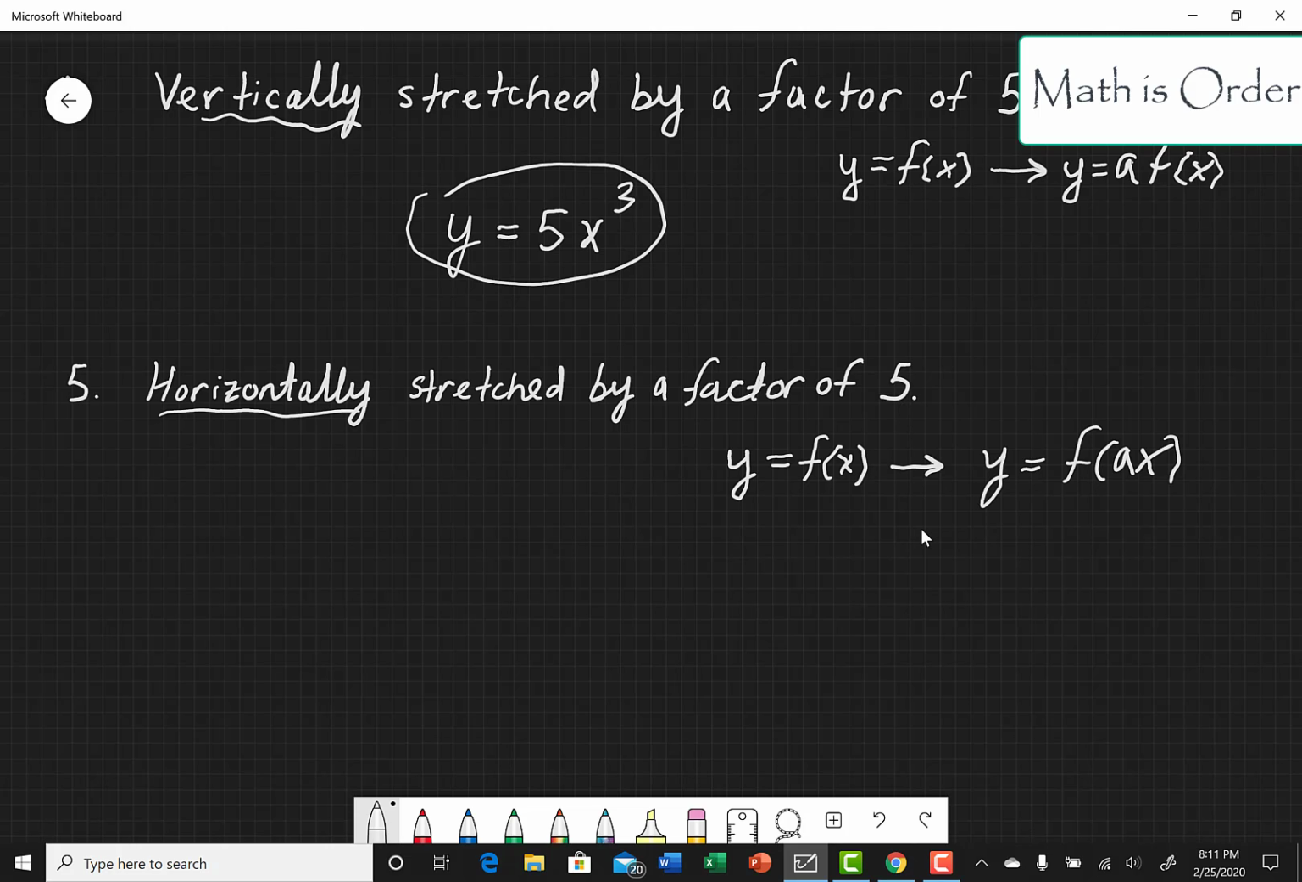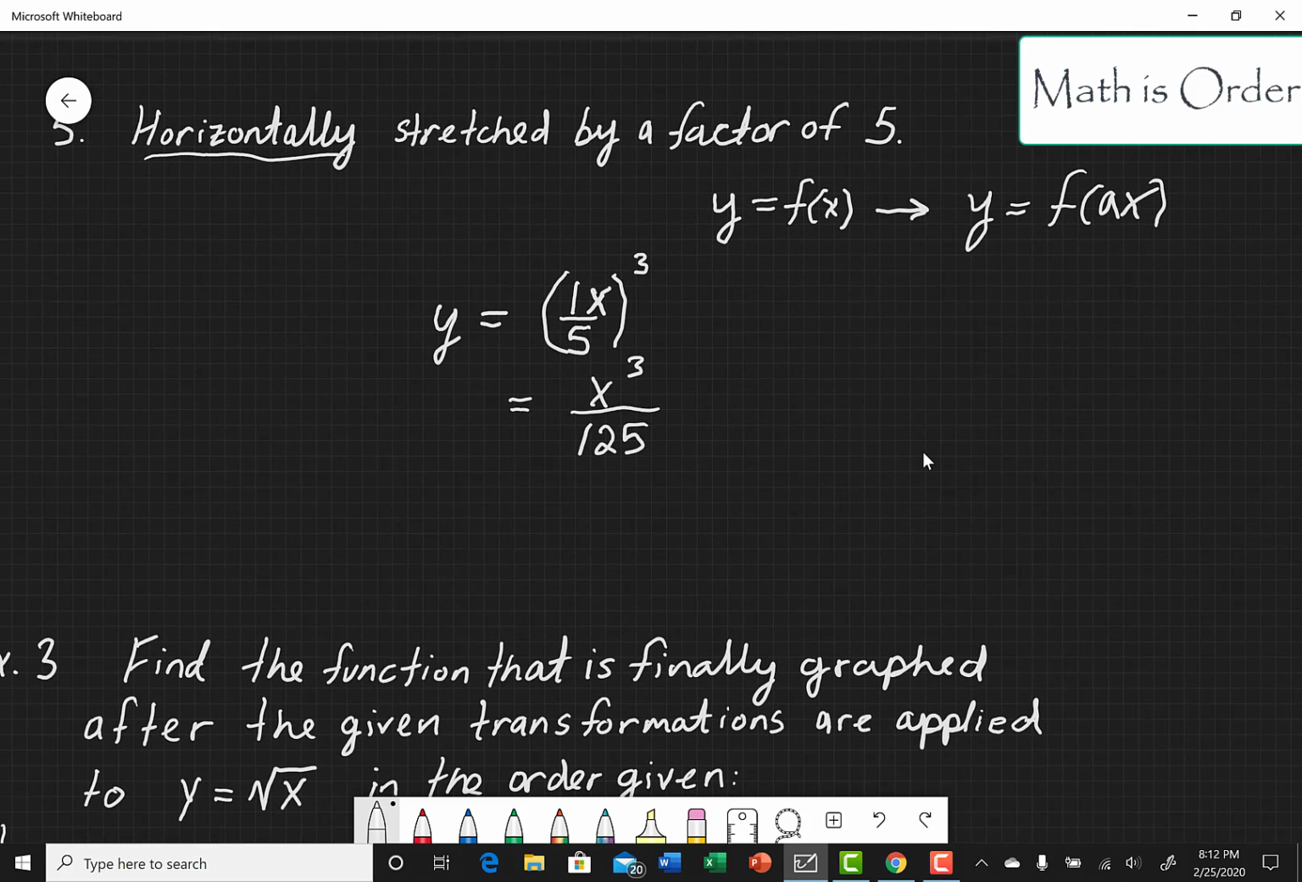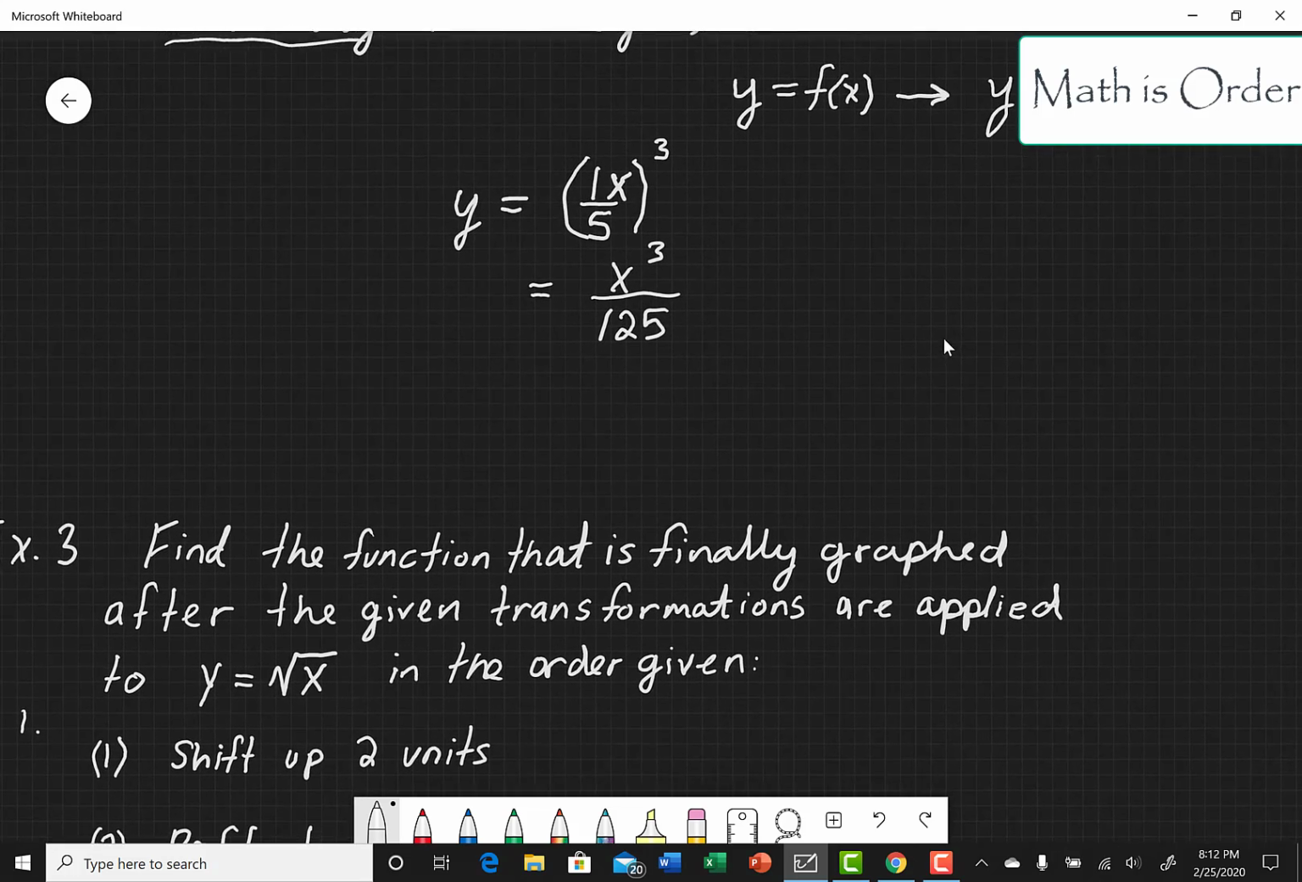So our transformed function is going to become y equal 1/5 x, and we're taking this to the third power, right? So now when I raise this to the third power, this is going to become x cubed over 125, because 5 times 5 times 5 is 125. All right, so here are the answers to those problems.